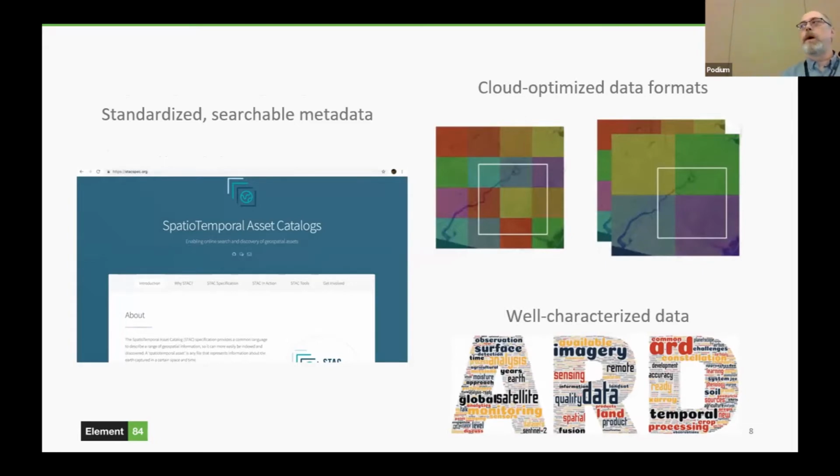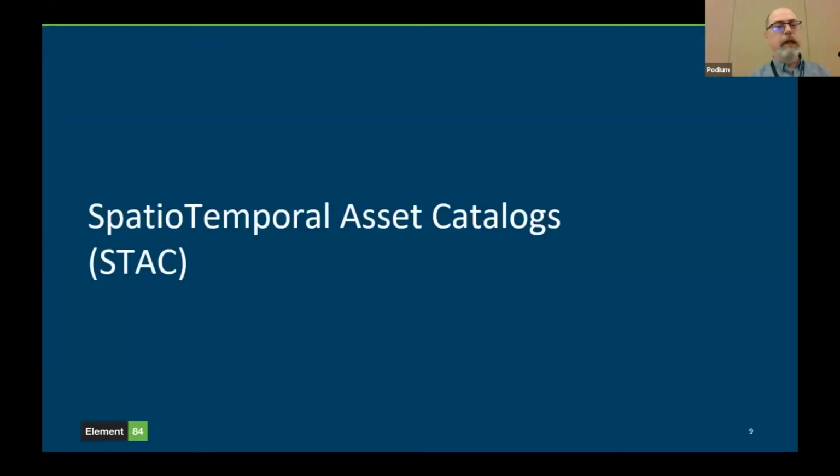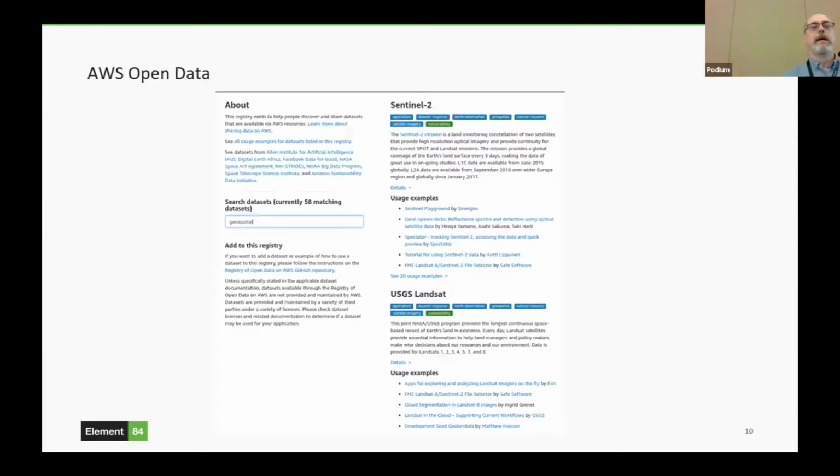There are a few different components to this. There's a metadata standard, and I'll talk briefly about STAC. There are cloud optimized data formats, which is the focus of today that a lot of folks will talk about. I'm not going to talk about this whole concept of ARD because that's really a can of worms. But it's an important piece, to really have well characterized data. It's related to the metadata, but I'm happy to talk about that offline. You've probably all heard about STAC. AWS has this great open data program, and all this data is available online.